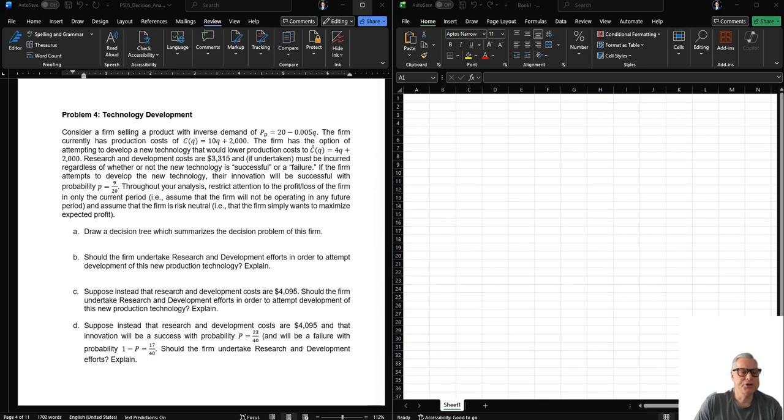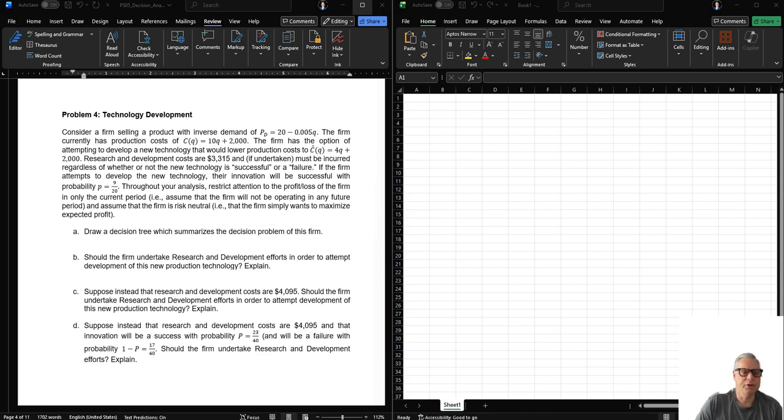And there are research and development costs, and they are 3,315, and if undertaken, must be incurred regardless of whether or not the technology is successful or a failure. So two things can happen. So you develop the new technology and it can be either a success or a failure. If the firm attempts to develop the new technology, their innovation will be successful with probability 9/20 or 0.45.